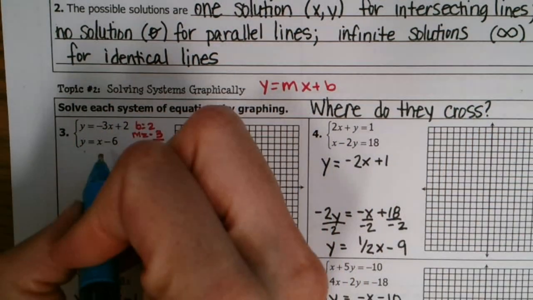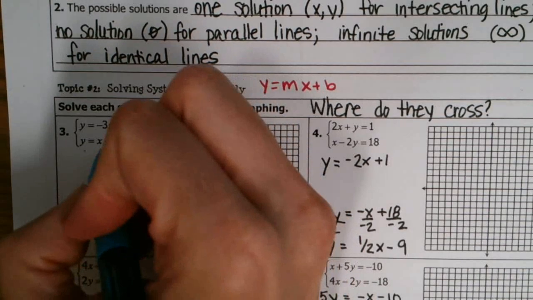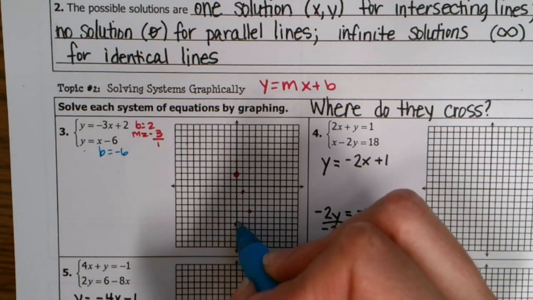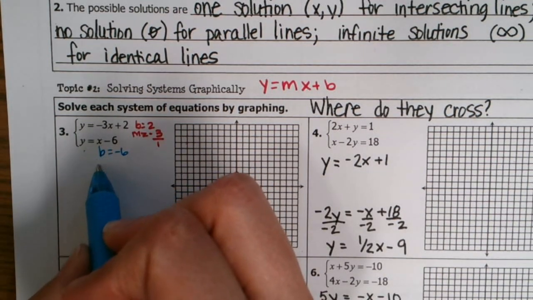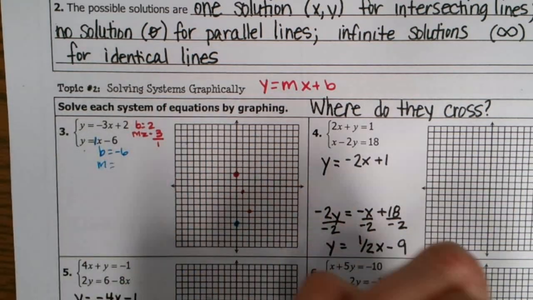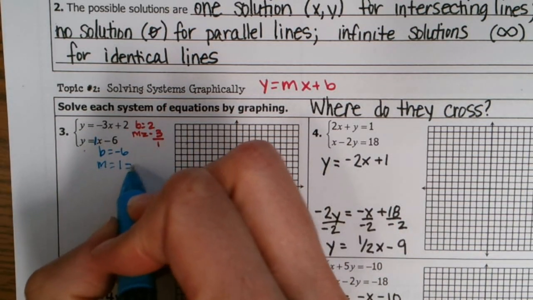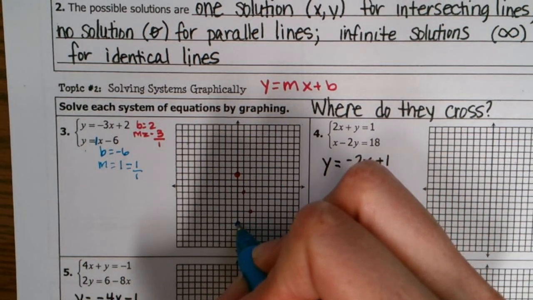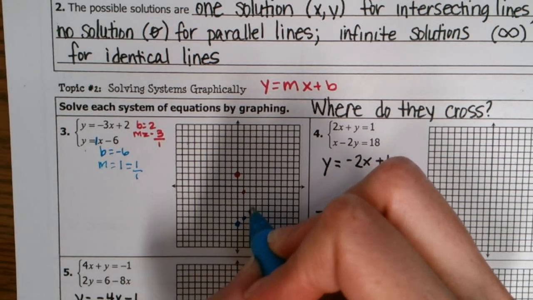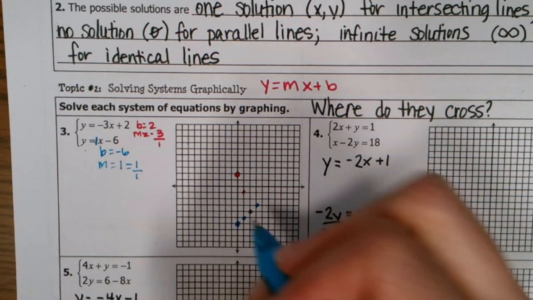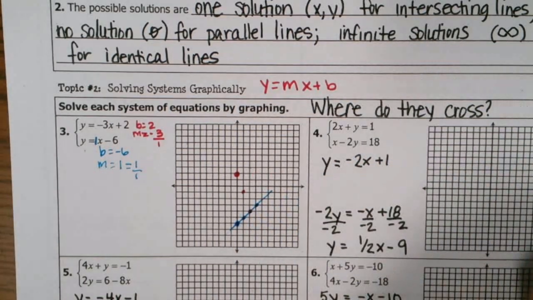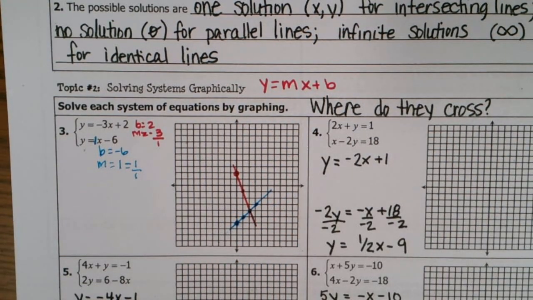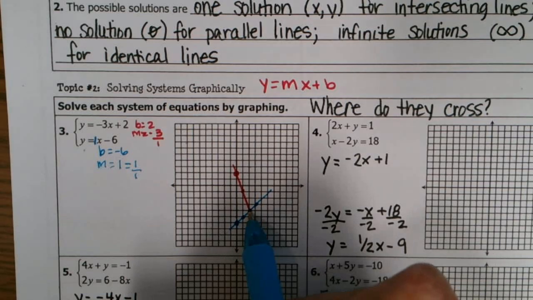My other equation has a b value of negative 6. So 1, 2, 3, 4, 5, 6. And an m value, I don't see an m, but there's really a 1 written here in front of it. So m of 1 is the same as saying up 1 over 1. So from here, I'm going to go up 1 over 1, up 1 over 1, up 1 over 1. And I can see that if I made these lines, they both touch that one point right there. That's going to be my solution.